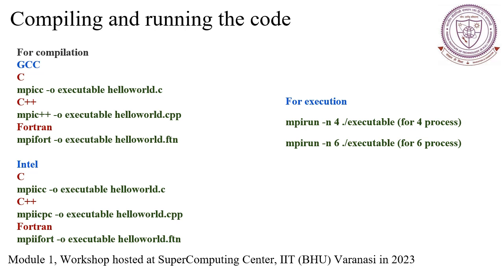If you want to compile with Intel, for C you write mpiicc -o and the executable name. Then for C++ you use mpiicpc, and for Fortran you use mpiifort. If you want to execute an MPI program after the compilation, you can do mpirun -n, then give the number of processes, and then ./ your executable name. For example, to execute an MPI program using 4 processes, we would use the following command: mpirun -n 4 ./executable.